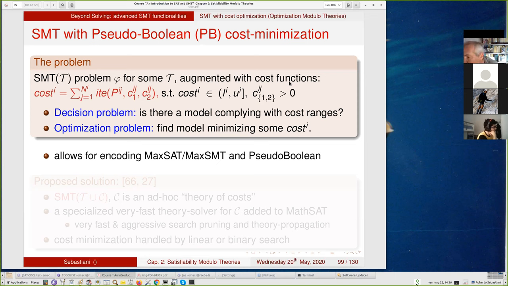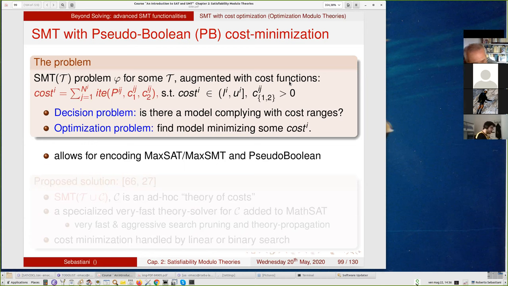The point here is that this is a topic which would require a course of its own. I gave a course on optimization model theories at IJCAI, the International Joint Conference on Artificial Intelligence, and it took a whole morning to give it. It would take at least six or eight hours to give a complete survey on that, but I will just try to give you the flavor of it.